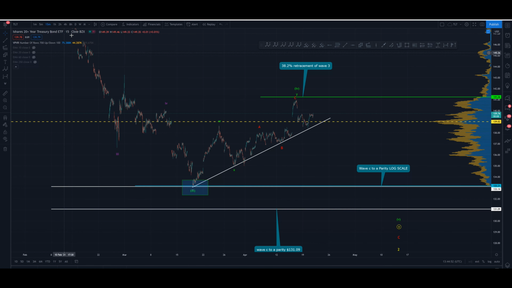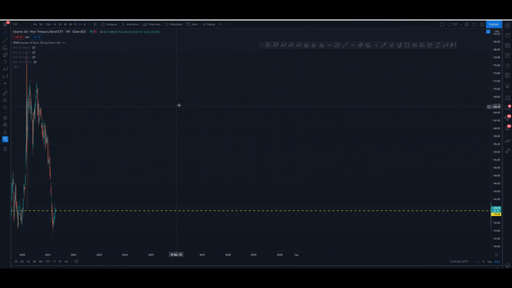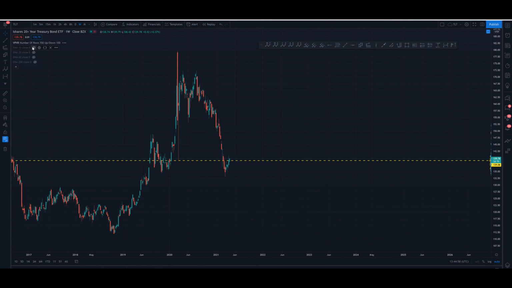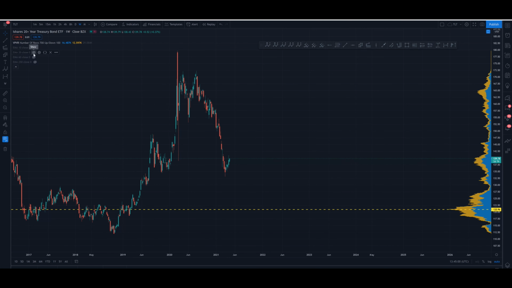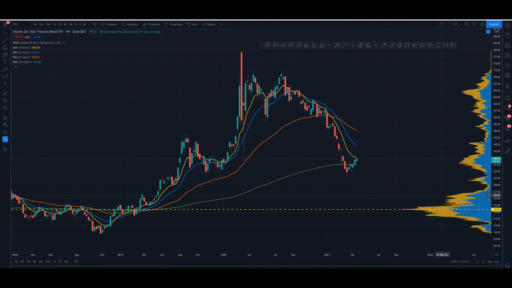Right then, so now we're going to come out to the weekly time frame. We're going to hide the count. We're going to alter the chart. We're going to bring up our moving averages, which we've got 10 in yellow, 20 in blue, 60 in orange, 250 in green. We have a volume profile on the right hand side showing the various peaks and troughs of the buy sell volume, with the yellow dashed line representing our point of control.